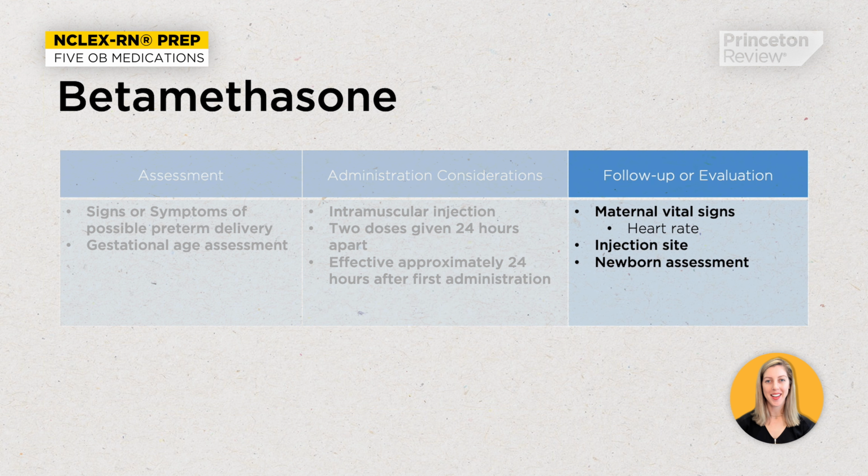For follow-up and evaluation, the nurse should evaluate maternal vital signs, paying close attention to heart rate. Tachycardia is an adverse effect of betamethasone. Close assessment of the injection site for irritation or signs of infection should also occur. Once delivery has happened, assess the newborn for signs or symptoms of respiratory distress.